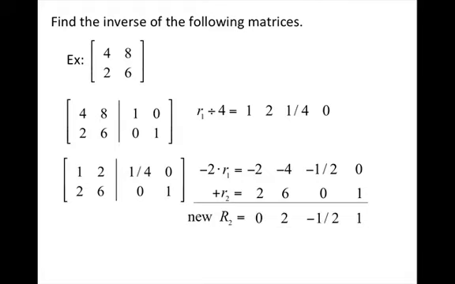-2 plus 2 is 0. -4 plus 6 is 2. -1/2 plus 0 is -1/2. And 0 plus 1 is 1. So rewrite row 2 and keep row 1 the same.